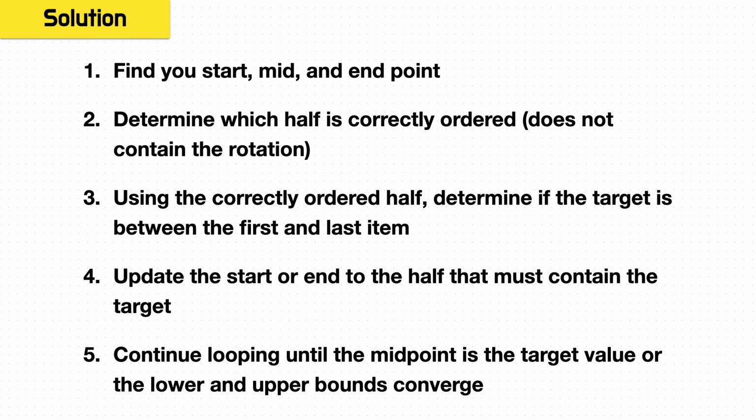So now let's just talk through all the steps of the solution. You find your start and endpoint, and then you find the mid between those. Then you need to determine which half is ordered correctly to make the comparison for your target. Using this correctly ordered half, you determine if the target is within the range or not. If it is within the range, then you update your values to then consider that correctly ordered half. Otherwise, you know it's in the incorrectly ordered half, so you update them to the other side. You continue looping and updating these halves until your points converge or you find the target value.